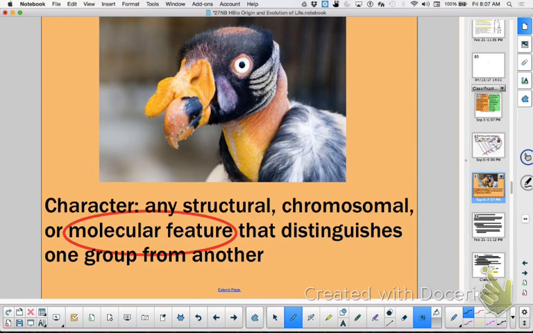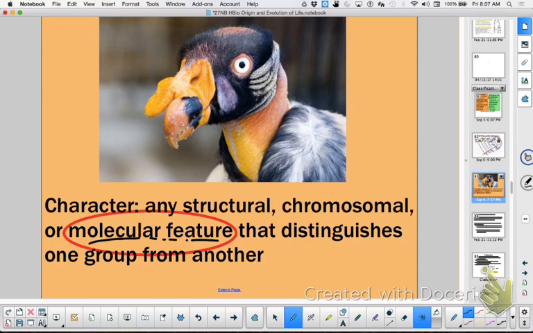When you look at characters to put them on the cladogram, you can look at all different things. You can look at the number of chromosomes. You can look at structures and features that they might have. And you can also look at molecular features. These are harder to see because you're not visualizing beak, no beak, mammary glands, no mammary glands. You're looking at has the fourth amino acid in cytochrome C or doesn't.